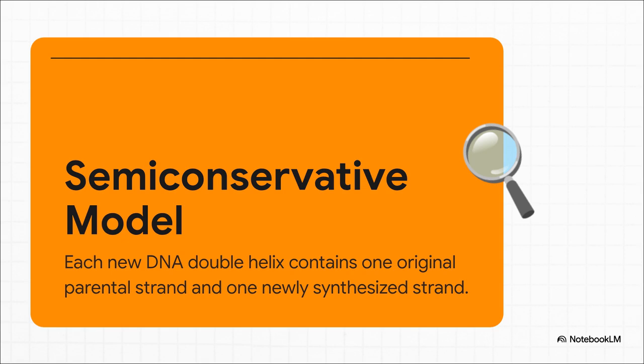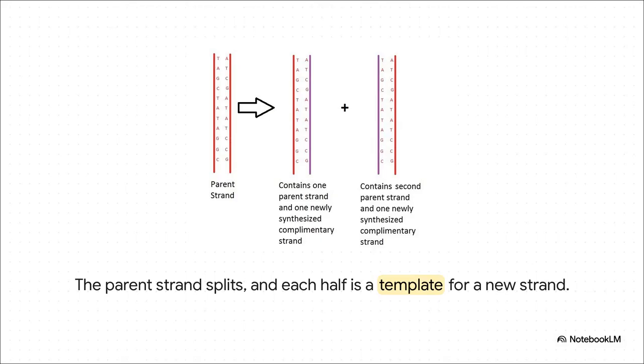The cell keeps one of the original strands and uses it as a perfect template to build its new partner. And you can see it right here in action. The original parent molecule unwinds, and each of its 2 strands becomes a pattern. And thanks to those base pairing rules we just talked about, A with T, C with G, the new strands that get built are exact complements of the old ones. And just like that, you get 2 identical DNA molecules where there was only one.